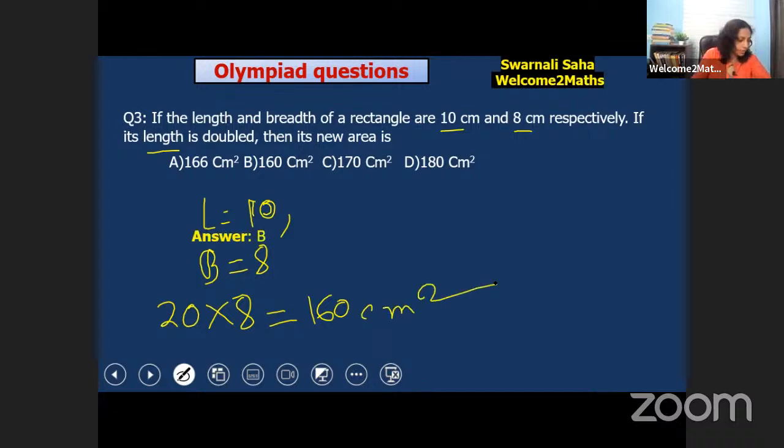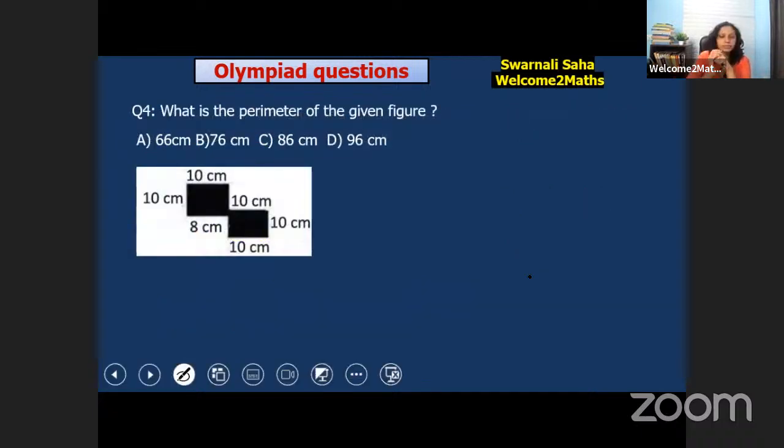Very good. B is the answer, 160. 160 centimeter square. Okay, very good. Now let's move on. Let's solve the next question. Question number 4 is here. What is the perimeter of the given figure that you have to find out?